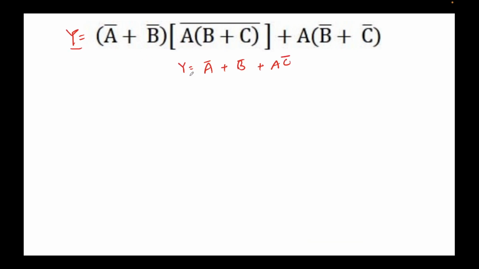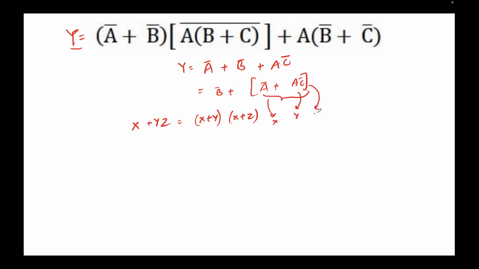Note that in the previous slide we had obtained this expression. We simplified Y up to this level. Now let's simplify it even further. Let me just take B bar as the first term, and I'll write A bar plus A C bar. Now according to the distributive law in Boolean algebra, you can write X plus YZ is equal to X plus Y times X plus Z. So now let's just take this term, and let's say A bar is X, A is Y, and C bar is Z. So I can apply this distributive law over this square bracket.